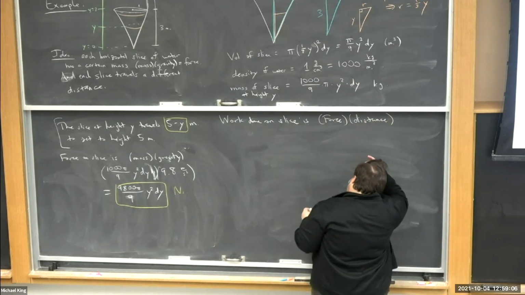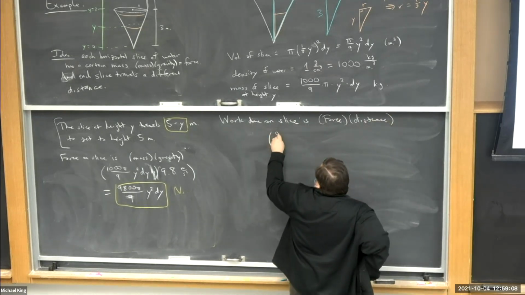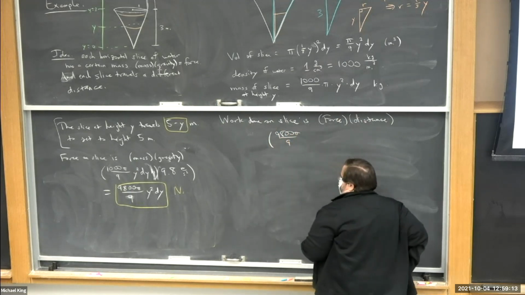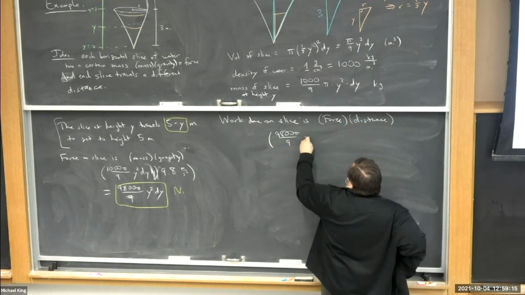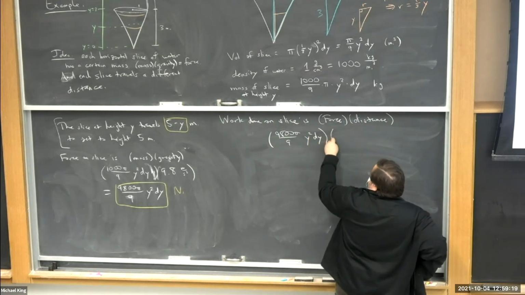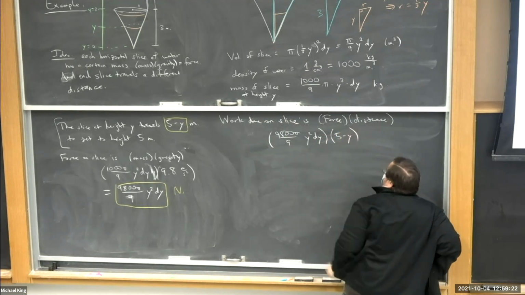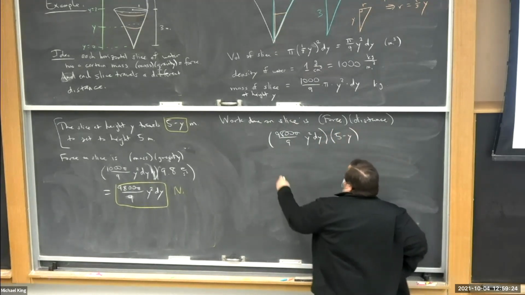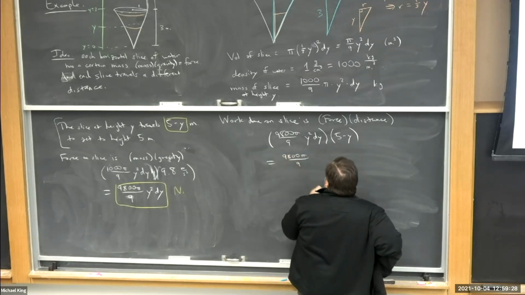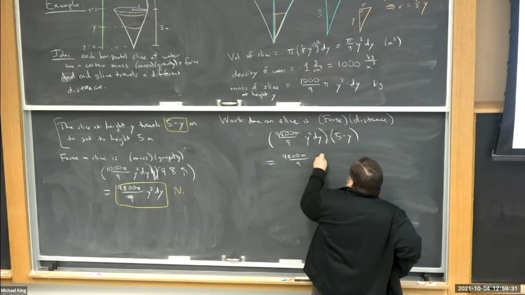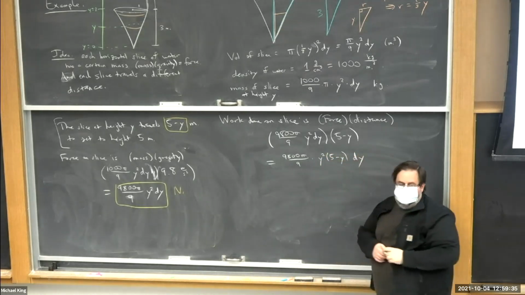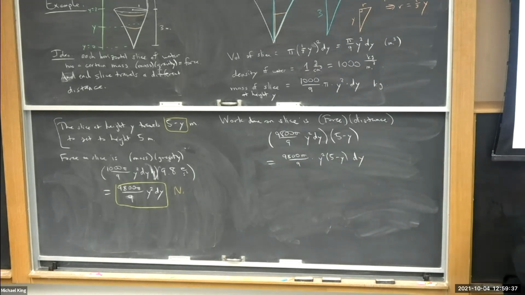That's 9,800 pi over 9, whatever number that is, y squared dy, newtons, times meters, times 5 minus y. And so we could write that as 9,800 pi over 9 times y squared times 5 minus y times dy. Okay, so that's the work done on the slice. Makes sense.